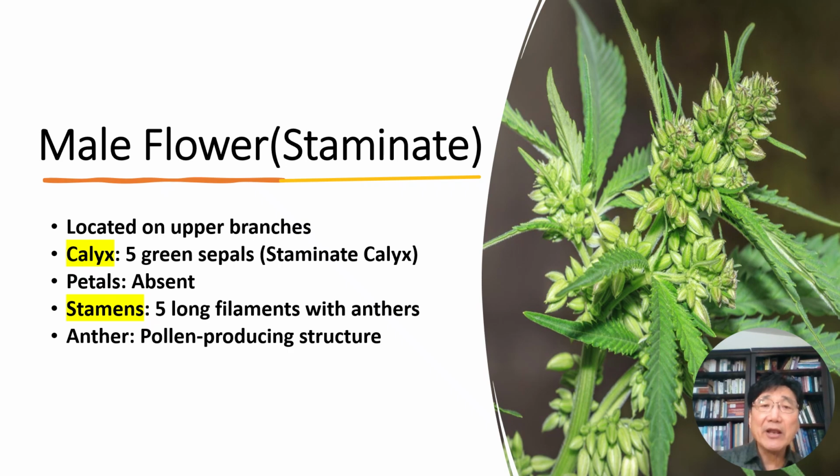Next, I will explain male flowers, called staminate. Male flowers are located on upper branches in loose clusters. The primary function of the male flower is pollen release to fertilize female flowers for seed production. The pollen is small and round, so it's classified as wind-pollinated pollen.